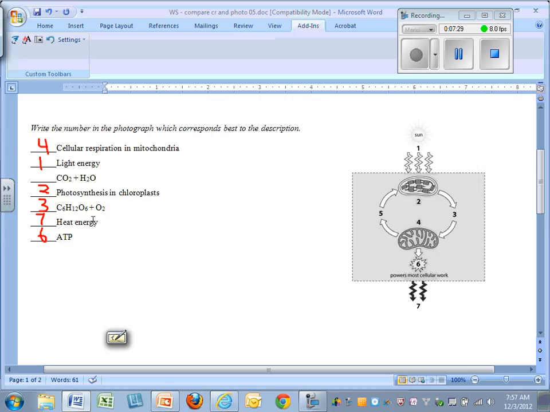Seven, anytime we break apart things for energy, anytime we do an energy transfer, some energy isn't really lost, but it is turned into heat. Five, of course, we give off carbon dioxide and water, which is what?